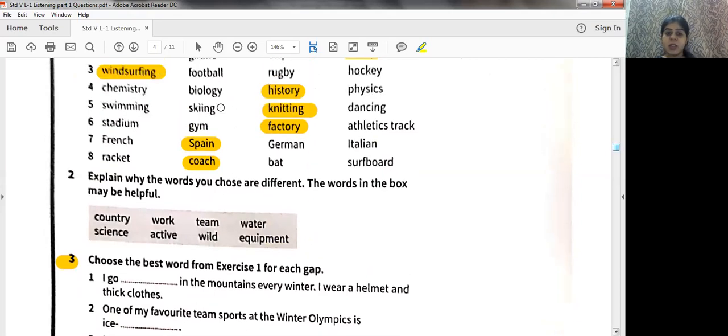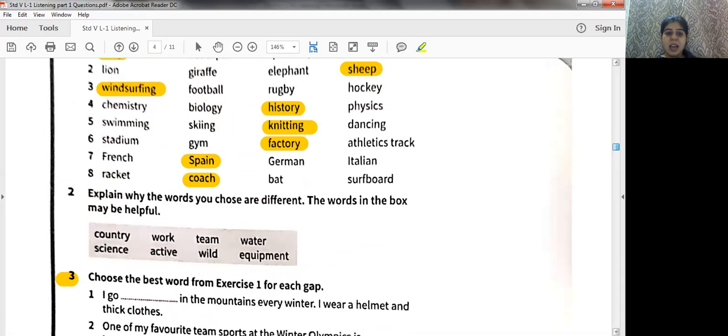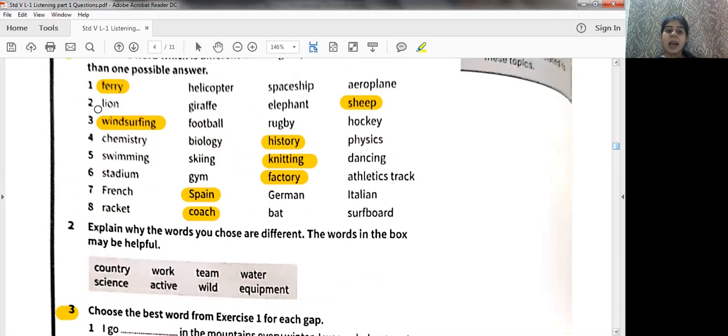So where's the knitting over here? Yes, knitting means stitch karna, to make something out of wool. Okay. Next, the dash is a meat-eating animal which can be dangerous to humans. So which is this meat-eating animal which can be dangerous? Think from the options. Yes, it is lion. So you will write lion over there.